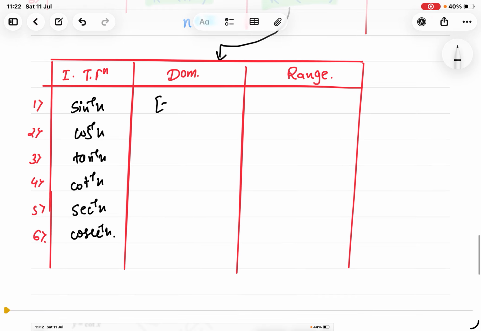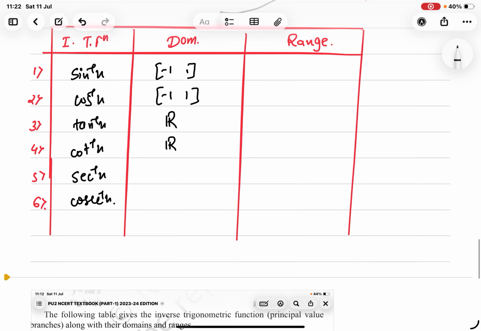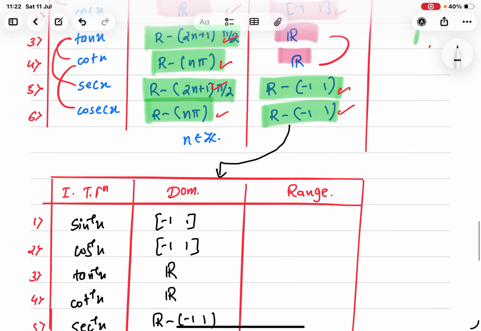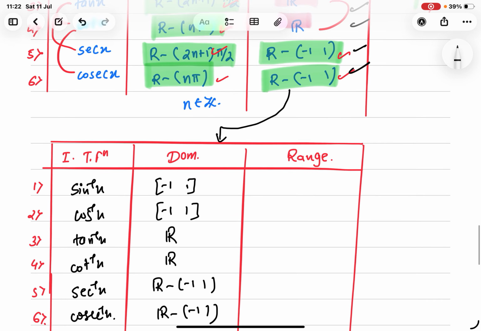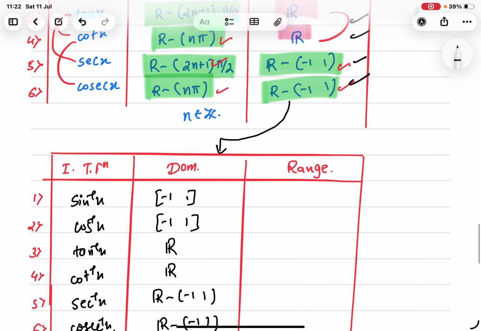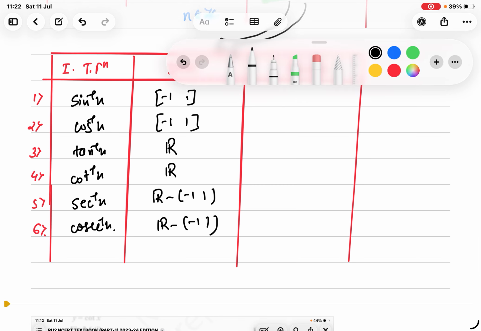That is minus 1 to 1, minus 1 to 1, and here real numbers, here real numbers, minus 1 to 1, real numbers, minus 1 to 1. The thing you have written there, the same thing you have to write here as the domain in the inverse trigonometric function. And the range follows from the graph. We'll discuss that graph also.